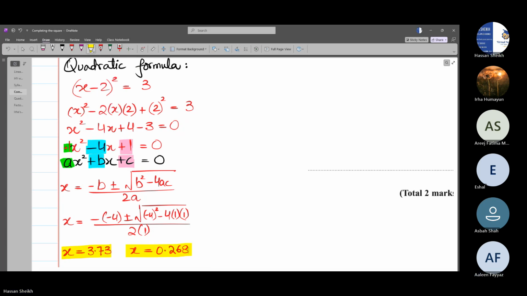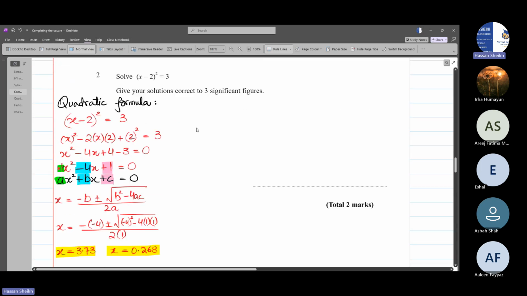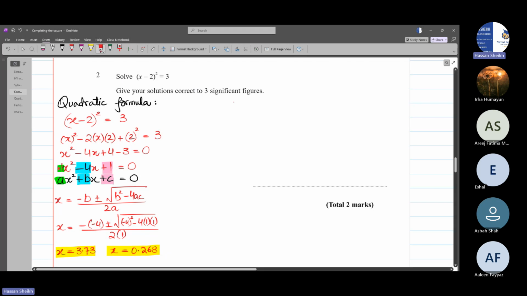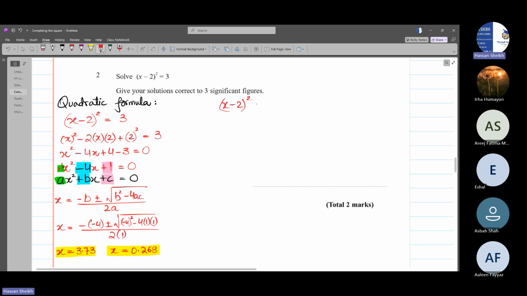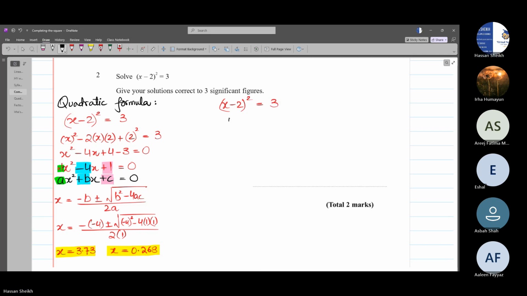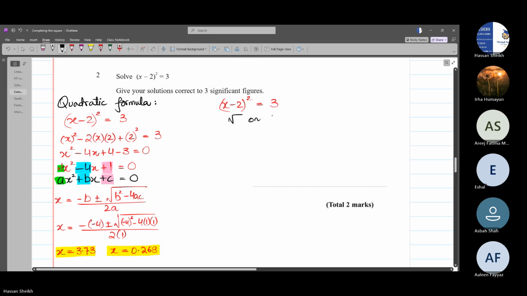So that was the solution using the quadratic formula. Now let's check out another solution. So we have (x minus 2) whole square equals 3. Do you agree with that? Is that the given equation?